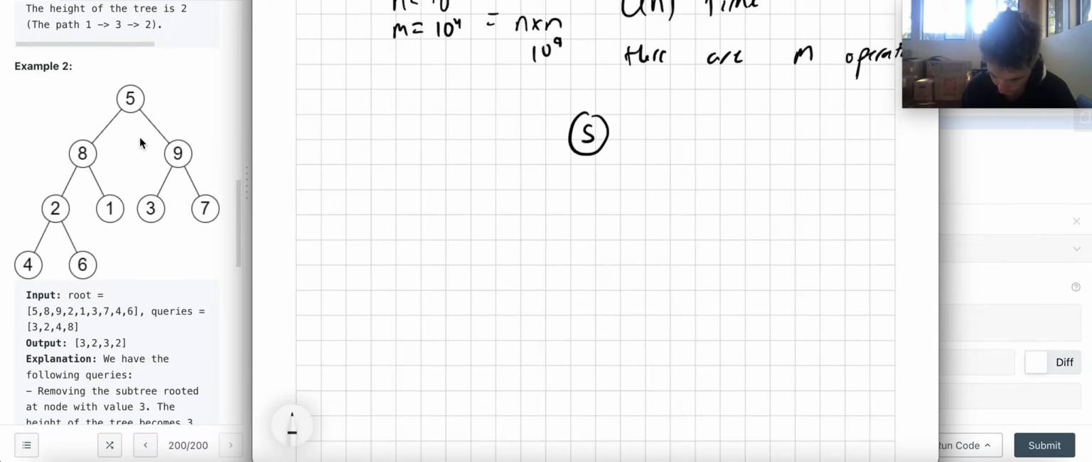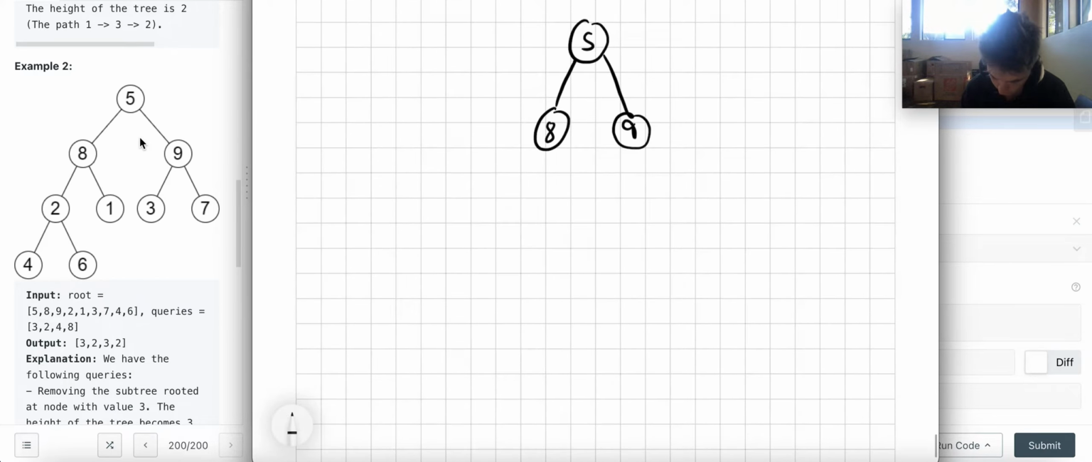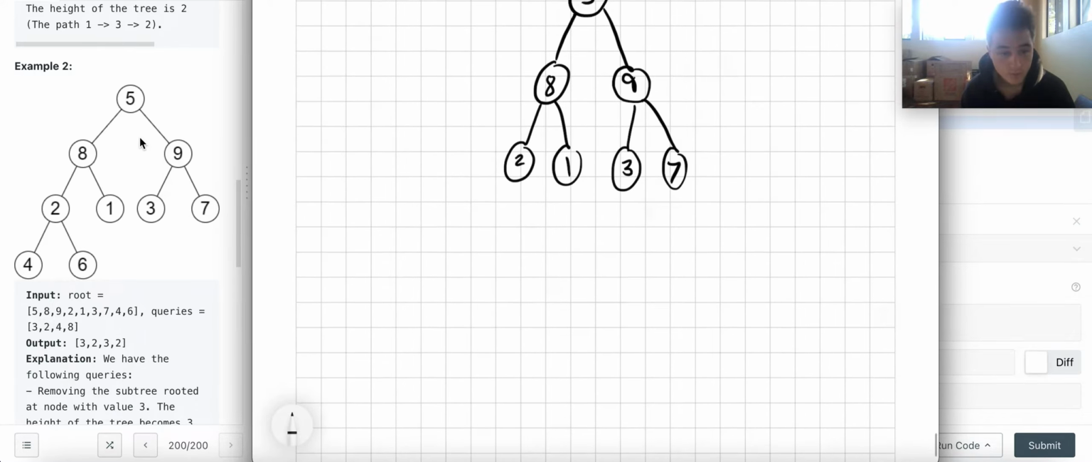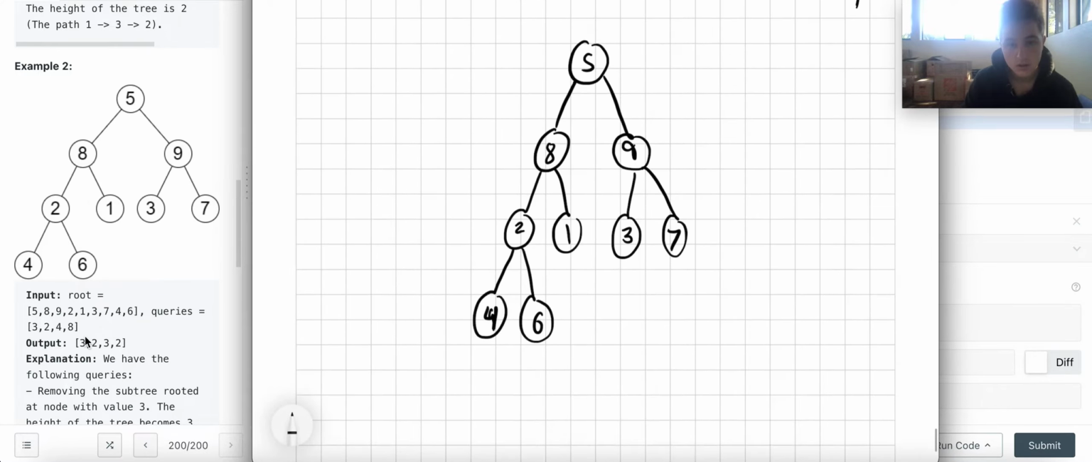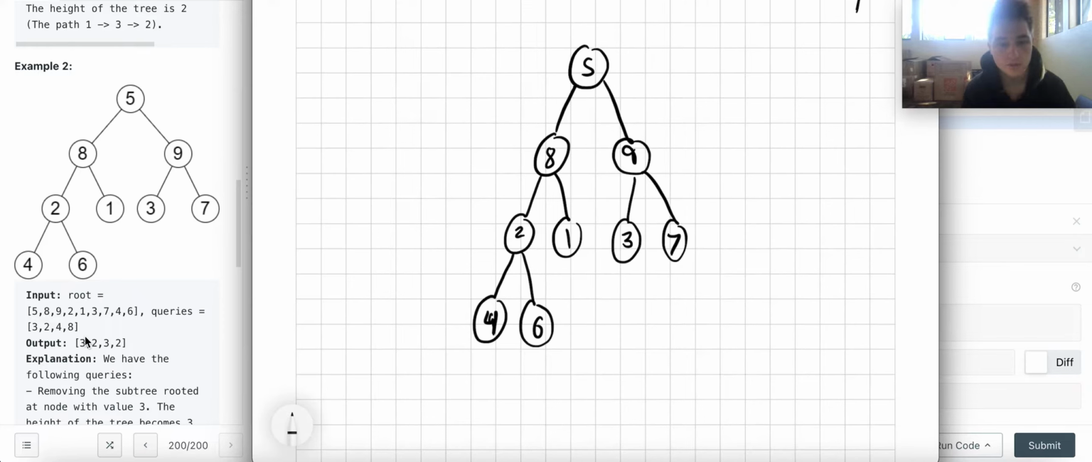Okay, so we have 5, 8, 9, 2, 1, 3, 7, 4, 6. Now the values of these nodes don't really matter, right? They're just unique. Okay, so 5, 8, 9, 2, 1, 3, 7, 4, 6.